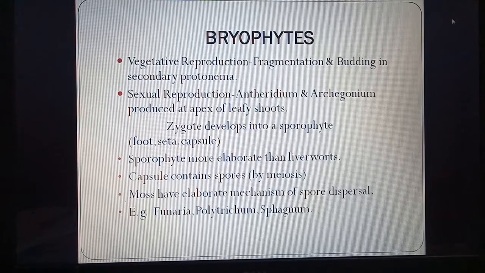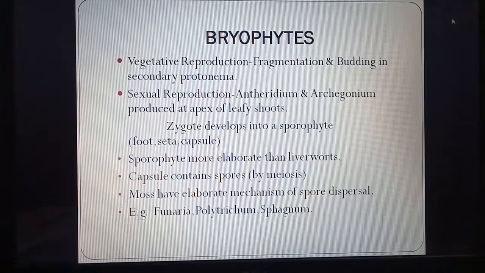Sporophyte is more complex or developed than in liverworts. So in mosses the sporophyte stage is more complex and developed. The capsule has spores which are produced by meiosis. Mosses have an elaborate, very developed mechanism of spore dispersal. Examples are Funaria, Polytrichum and Sphagnum. Funaria is the common moss, and Sphagnum is the peat moss.